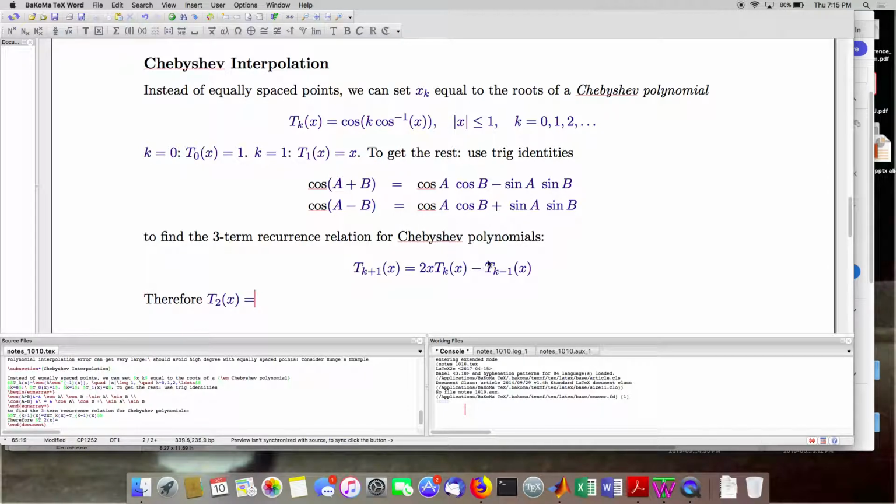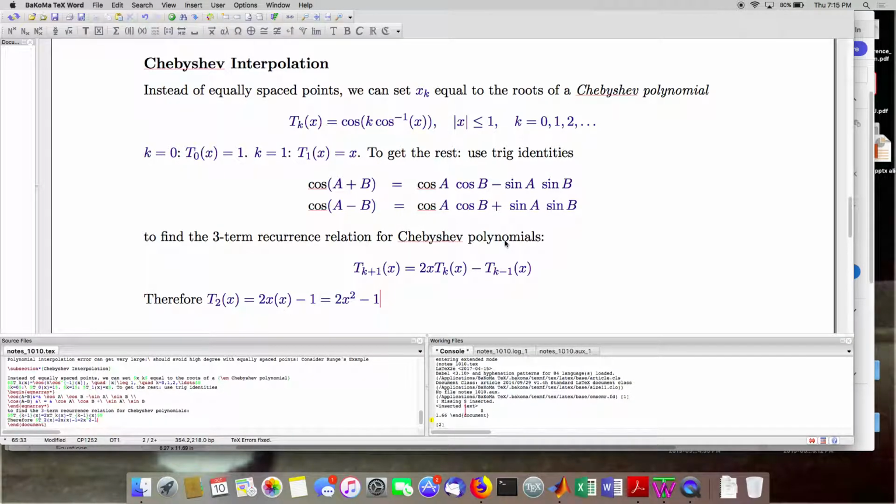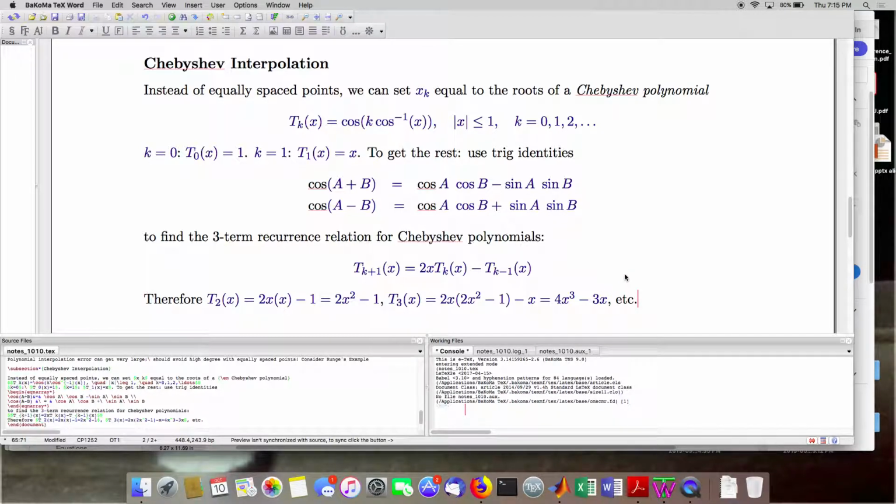T2 of x would be 2x times x minus 1, so that's 2x squared minus 1. And then T3 would be 2x times T2, which is 2x squared minus 1, minus the one before it, which was x. So that's going to be 4x cubed minus 2x minus x, so minus 3x. And then you can keep going.